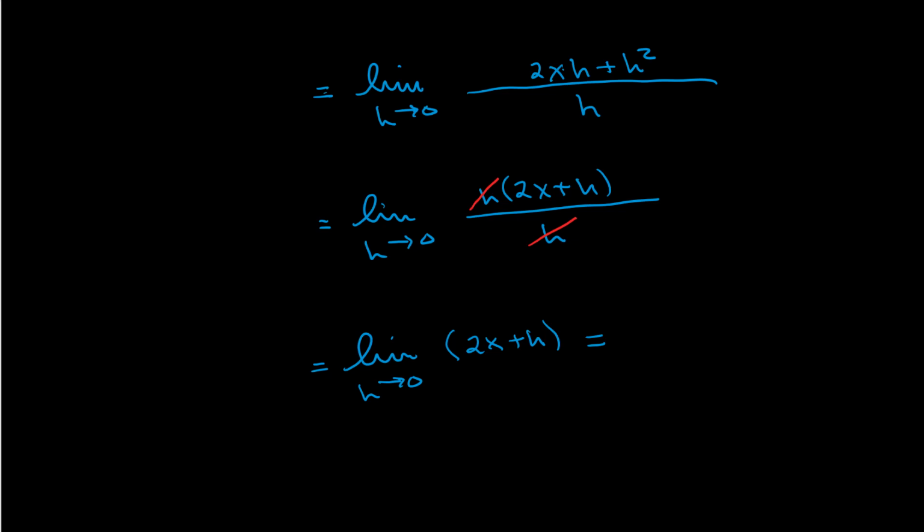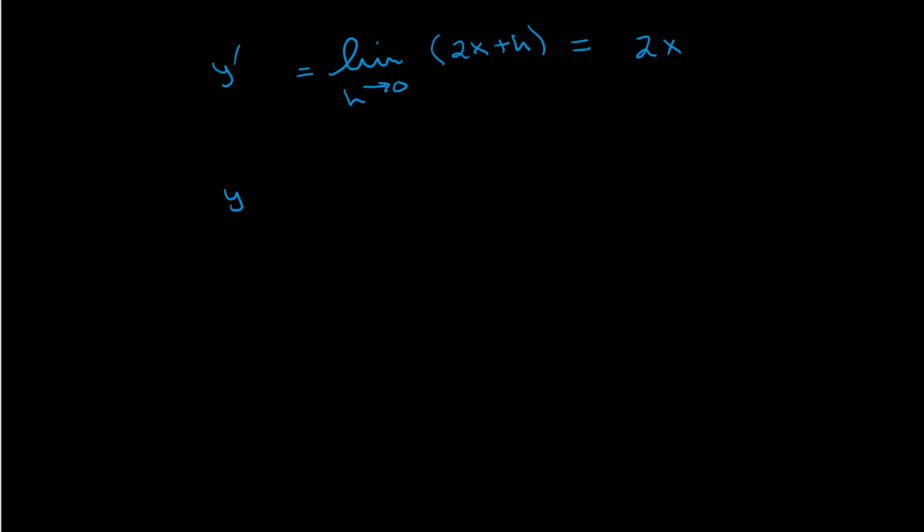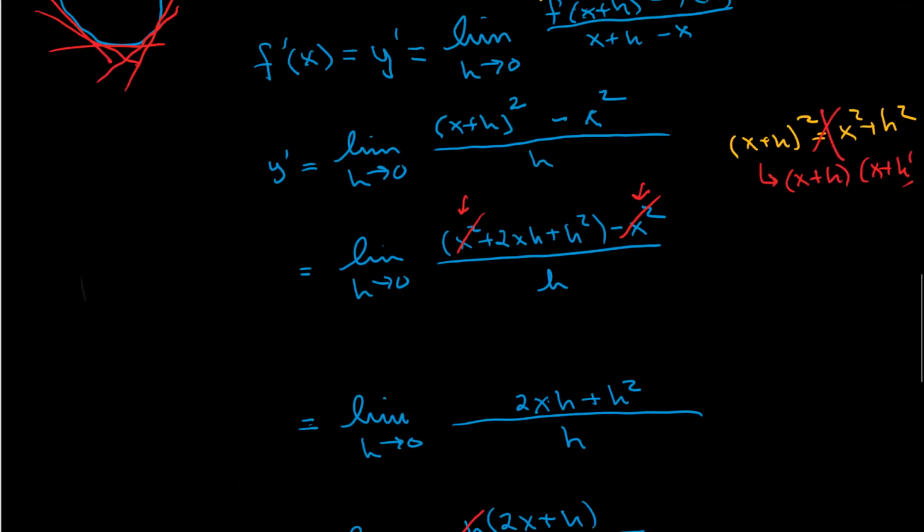Now we can substitute 0 in for h, and it leaves us with 2x. Remember on the left-hand side, we started by writing y prime or f prime of x. This tells us then that our derivative is 2x.